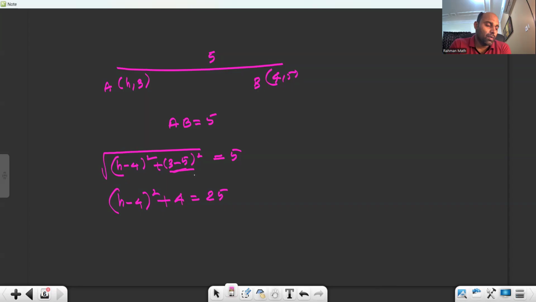(h, 3), (4, 5). Some problems are there, but according to this course it is fine. Just 1 minute. It need not always be like this, some perfect value also will come. Don't worry anyway. h minus 4 whole square equal to 4 when we are transposing, it will be what? 21. Some problems are there. Just 1 minute. Don't write.